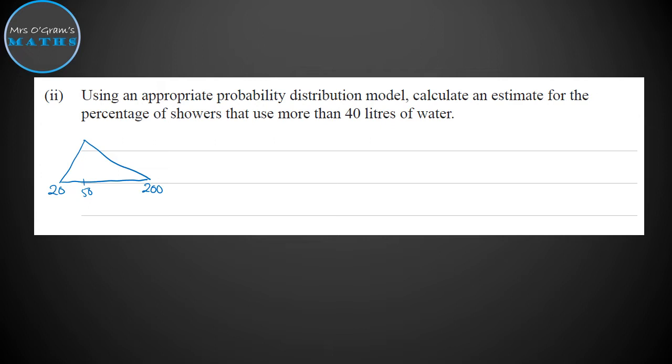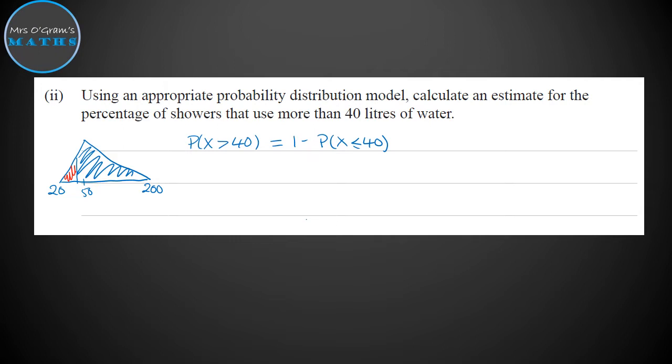Okay, now part 2, using an appropriate probability distribution model, so we'll stick with the same one we were just using. Calculate an estimate for the percentage of showers that use more than 40 litres of water. So the 40 goes right here, and we want this area more than 40. So the probability of x being more than 40. Now, for the purposes of what we're doing, we actually want to find out the area of this triangle and take it away from 1, because that's the triangle we can work out. So this will be 1 minus the probability that x is less than or equal to 40.